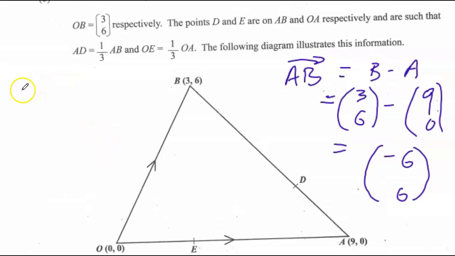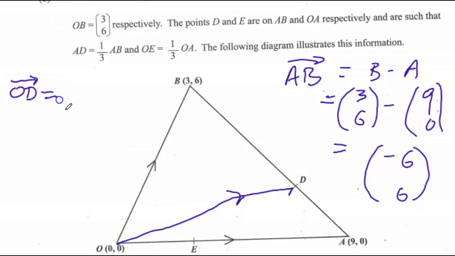We were also asked to find a vector OD. And of course OD would be from here to here, right? That's OD, and that's meant to be a straight line. So to get from O to D, you can use the triangle law. We can go O to A, and then A to D. Which means that OA is the position vector 9, 0, right? Or you say A minus O, which is still 9, 0.